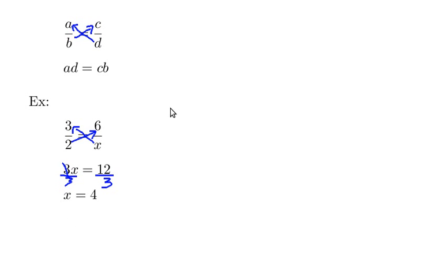Now, just to check it, we'll have 6 over 4. You can reduce this down to 3 over 2, because we can divide top and bottom by 2. 3 over 2 just happens to be the left side, so this answer is correct. Now, cross multiplication has a lot of applications in ratios, which is what we're going to be doing in the next 2 videos. But this is the basic idea for cross multiplication. So I'll see you in the next video.